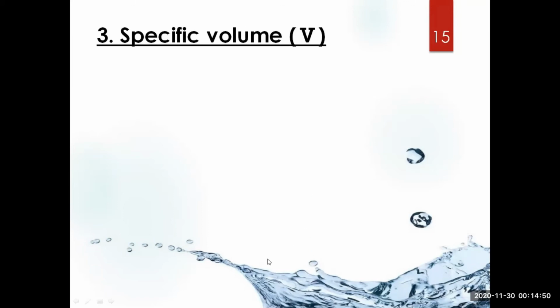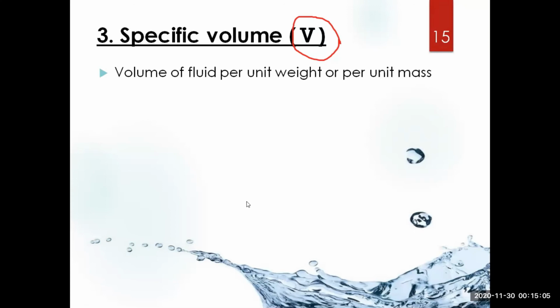The next property is the specific volume, which is denoted by the symbol capital V. Here specific volume can be defined in terms of both weight density and mass density. It is the ratio of volume of fluid per unit weight or per unit mass. So it is volume by mass or volume by weight. Okay, you can use both. So it is the ratio of volume per unit mass or volume per unit weight.